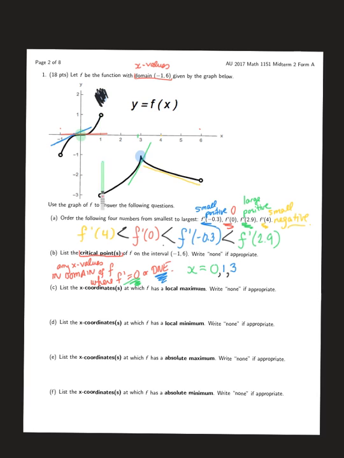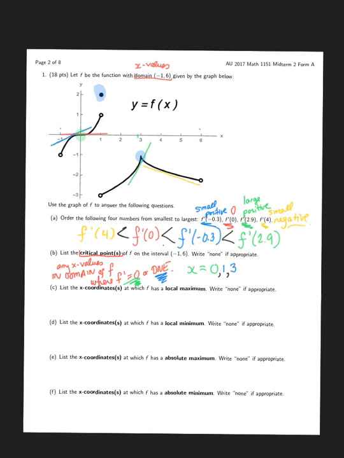The function's discontinuous here, but beyond being discontinuous, the function doesn't exist at 1. There's no point. So if this point was not here, then 1 would not be a critical point. However, it is here, so we are going to include it as a critical point. Okay. List x coordinates at which f has a local maximum.